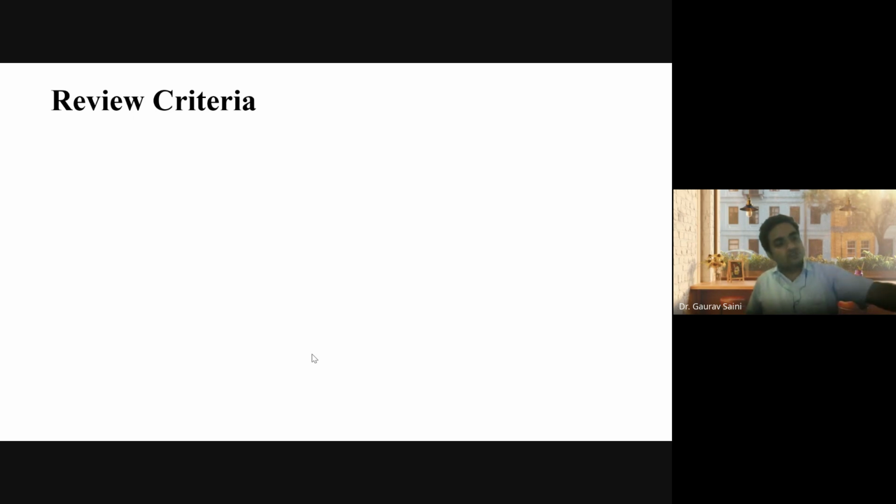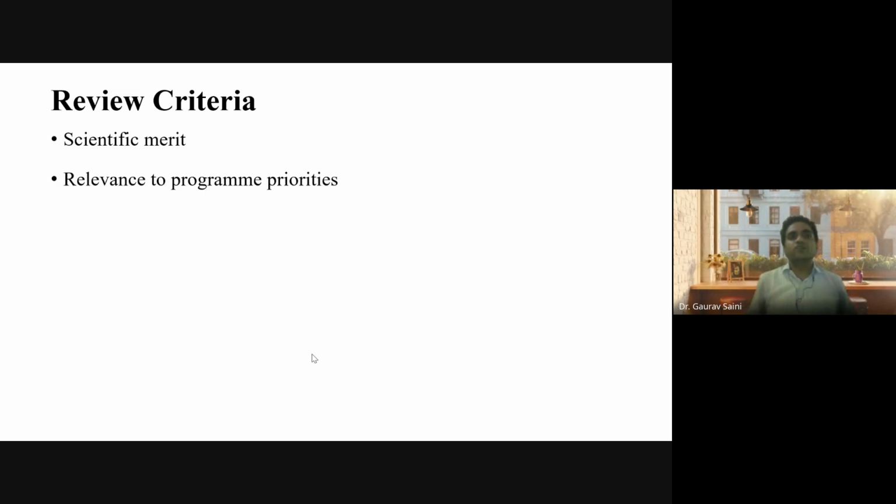Once you have prepared the project proposal and submitted it to the funding agencies, what do they look at during the evaluation and review criteria? What are the basic things they try to evaluate? The first thing is scientific merit. Once your title page is covered and your proposal is entered in the funding agency system, the first thing they will see is whether it clears the scientific merit. If it clears that, then they look at the relevance to the program priorities.